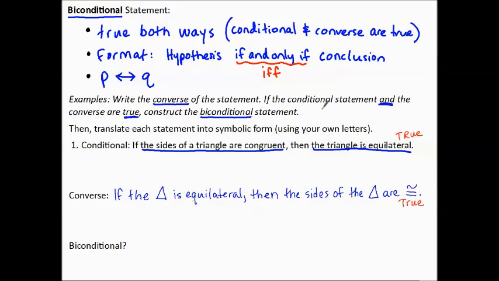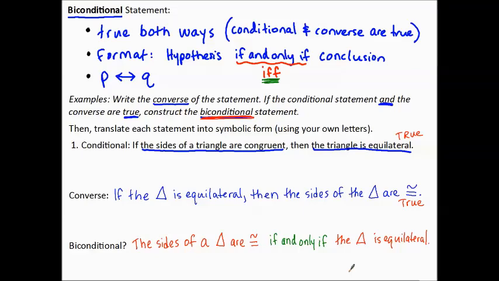If the conditional statement and the converse are true, we can construct the biconditional statement. So now we're going to do that. Remember, we take off the if and the then, and we connect the hypothesis to the conclusion with the words if and only if. So we begin, the sides of a triangle are congruent, and then we put those words if and only if, or feel free to use the abbreviation IFF, then the triangle is equilateral. Not using then, not using if, because that implies it only goes one way.